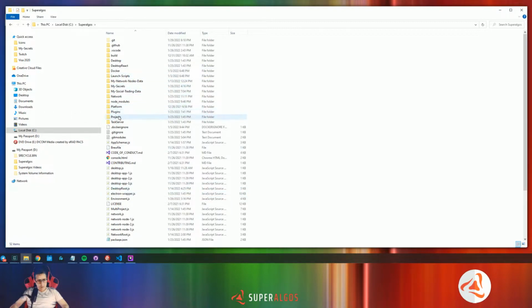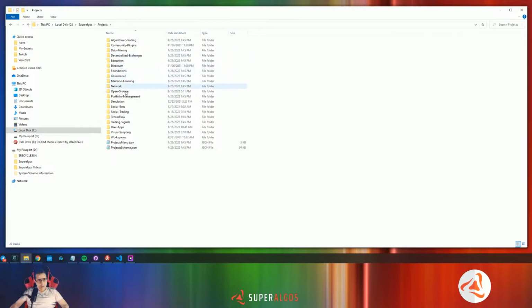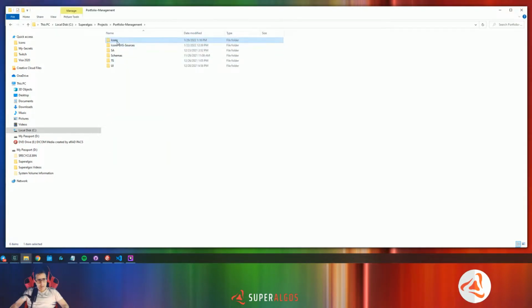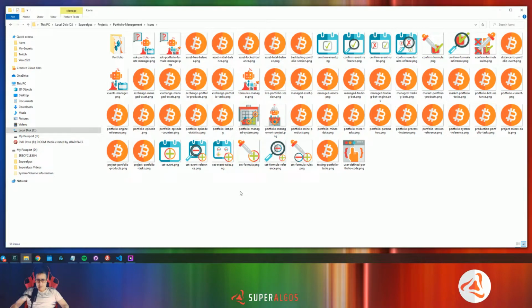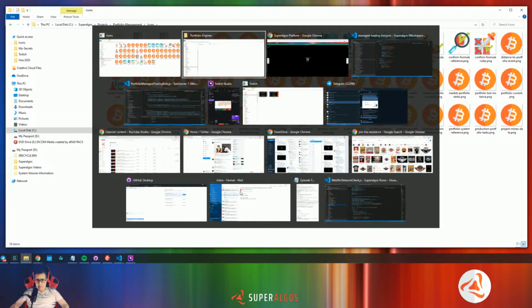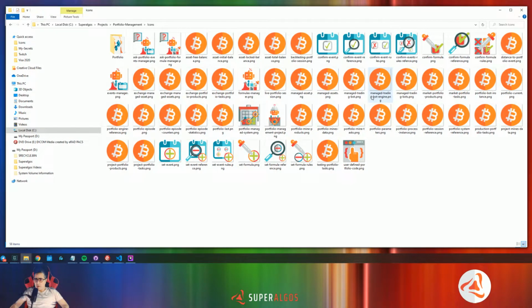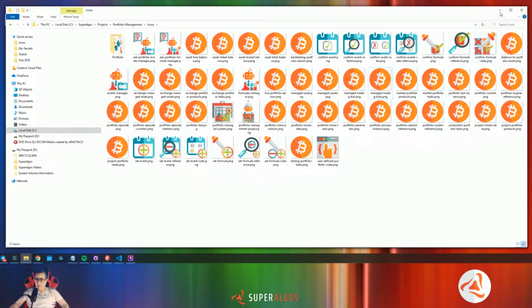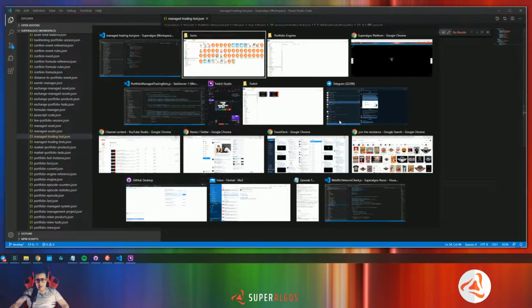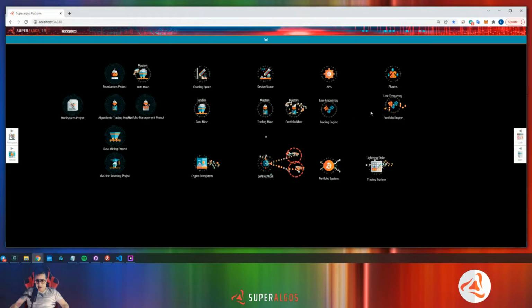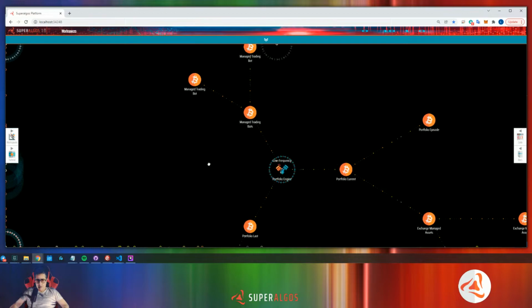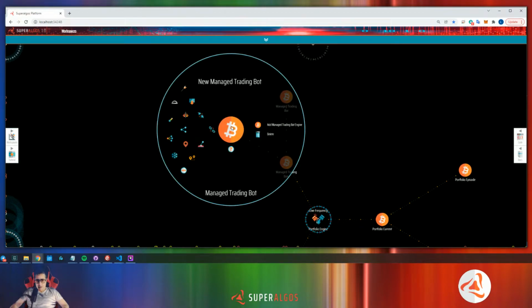I'm talking about projects, portfolio management icons, portfolio, managed trading bot engine, trading bot engine. This is not needed anymore. Okay, so here we are. These guys are here. Okay, I need to remove this.